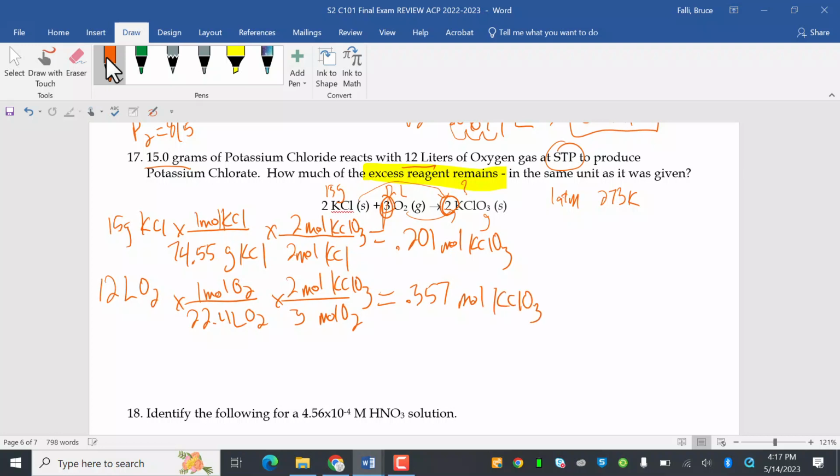So now that I've done that, I remember this is how much is actually made because it's smaller.